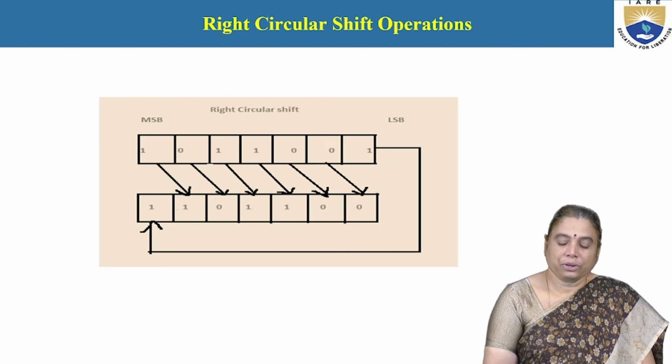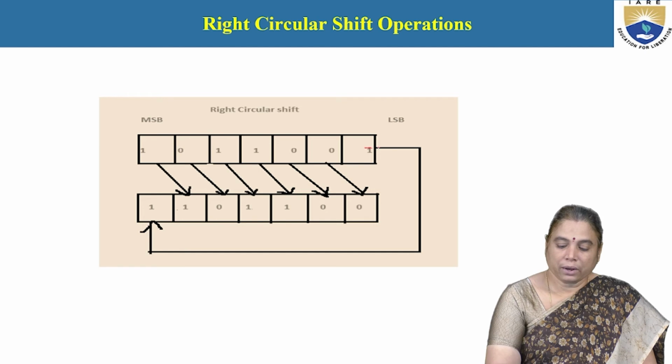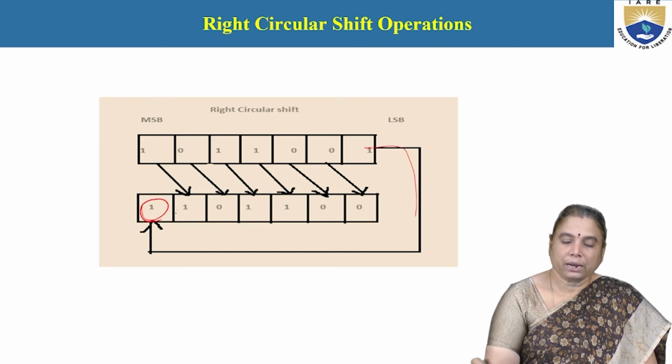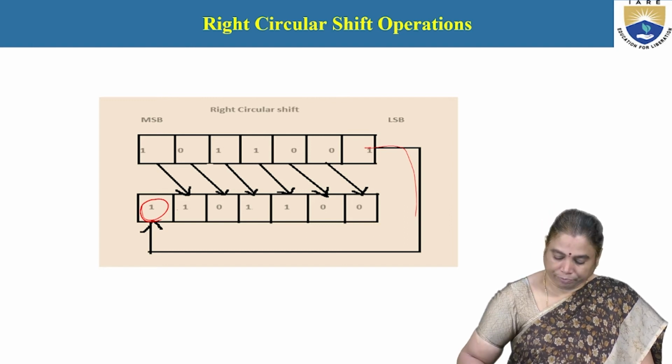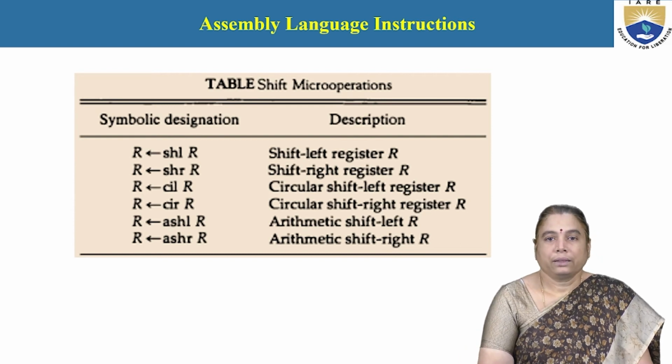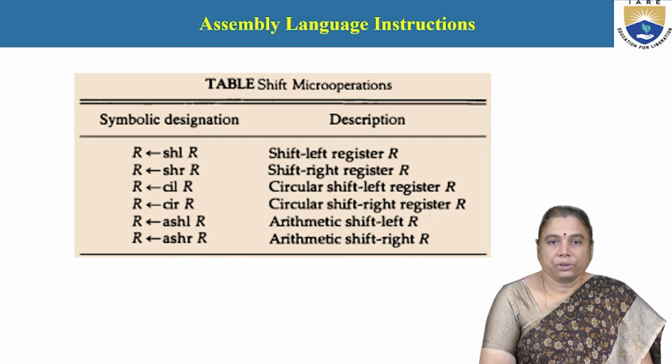In the case of the right circular shift also, the discarded bit is used to fill the vacant position at the MSB. So this is the right circular shift operation. So here three varieties of shifts are there: logical shift, arithmetic shift, and circular shift, or we can call it rotate. In each category, two sub-varieties are there: left shift and right shift. So totally 6 micro operations are needed to perform these shift operations.